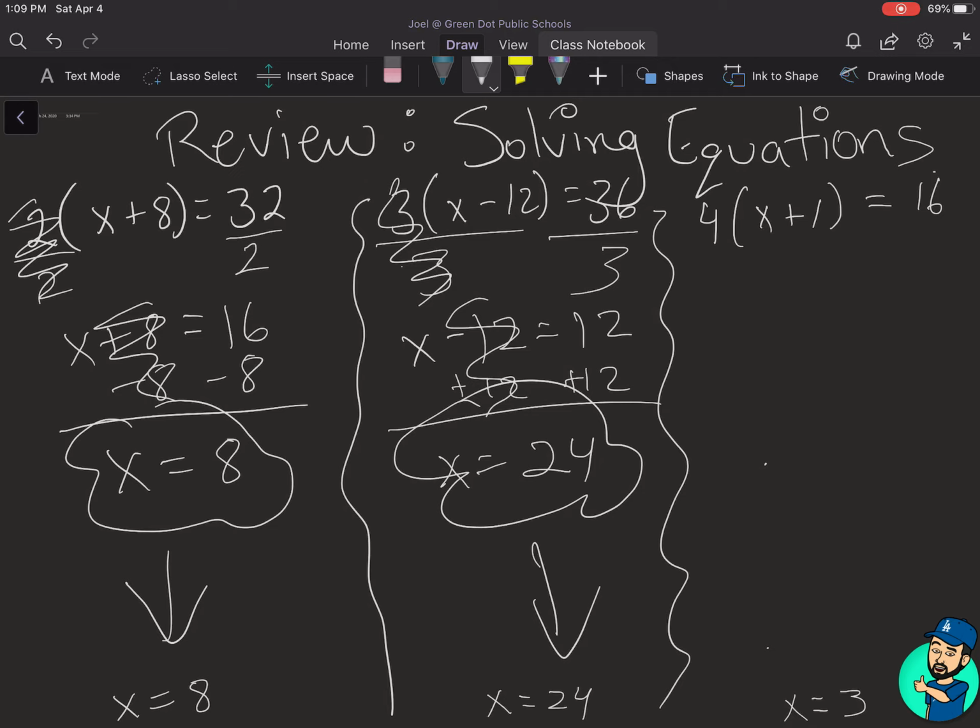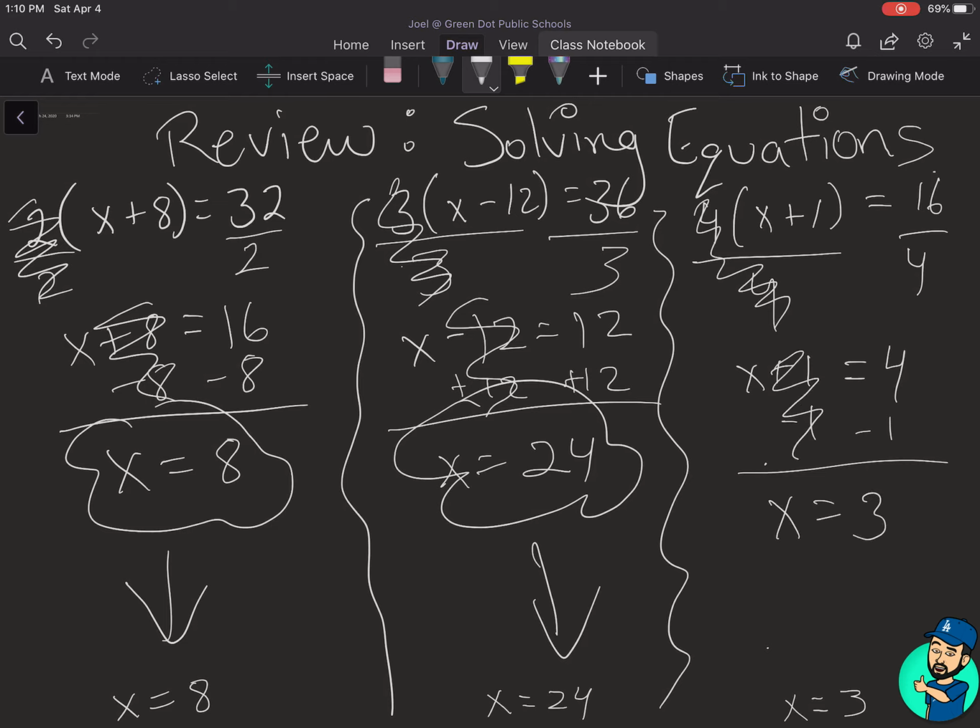Now the right hand side. I'm going to divide by 4 to both sides. The 4 technically cancels out. I'm going to bring down x plus 1, the equal sign, and 16 divided by 4 equals 4. Now I'm going to subtract the 1 from both sides. And x equals 3. Now look at the bottom. Same answer. So again, you choose what method works best for you.